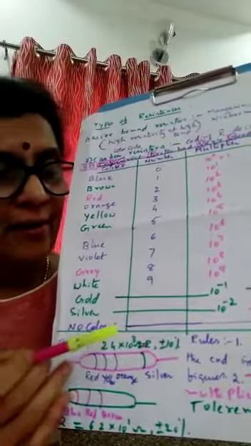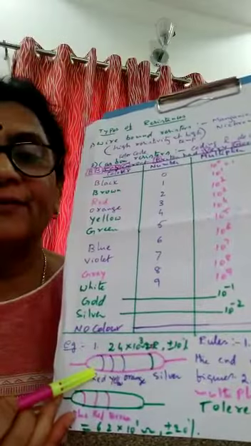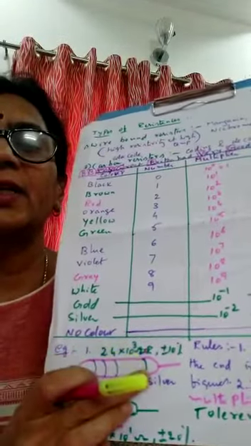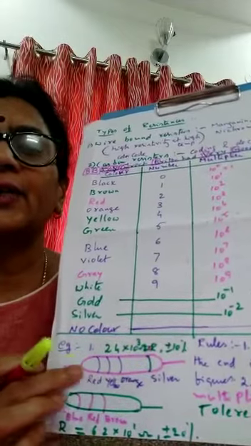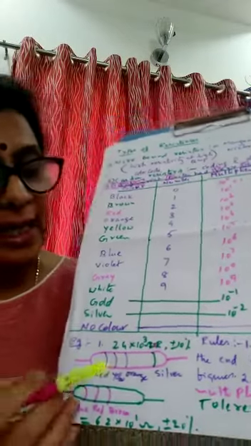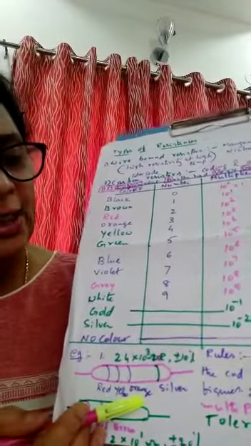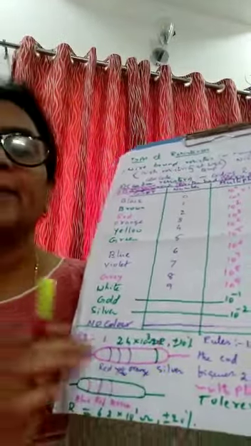Once again I am repeating: the end where more than one ring is there, that end we take as the starting point. This is not a starting point. Here 3 rings are there, so I will start from here. The first ring color is red, second is yellow, third is orange, and the last ring is silver.